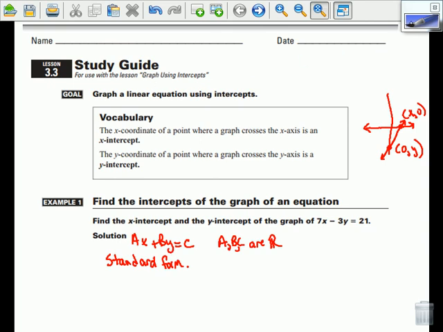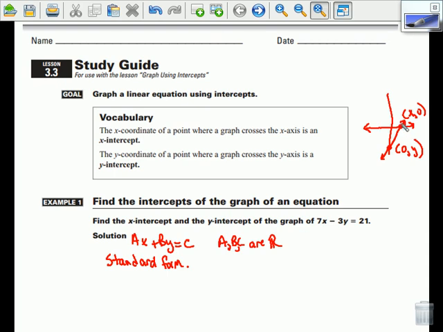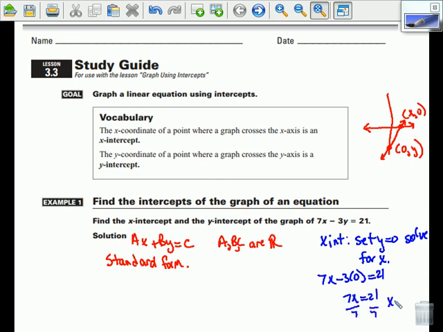Now to find the x-intercept, we know that where the x-intercept lies, the y is 0. So we can write the x-intercept, set y equal to 0, and solve for x. If I take this equation, I'll go 7x minus 3 times 0 equals 21. That gives me 7x equals 21. Divide by 7, and x equals 3. So the x-intercept is 3.